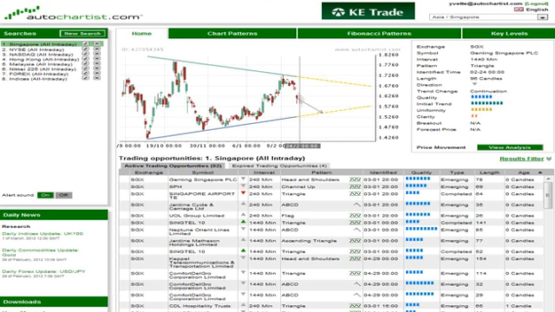So on your screen, you should see the Autochartist application. Now, some of you may have noticed that in the past week or so, things have changed a little bit. We've tried to keep things very much the same, but there are some fundamental differences that we've made to improve the use of the application. And I'm quickly just going to run through these changes with you.